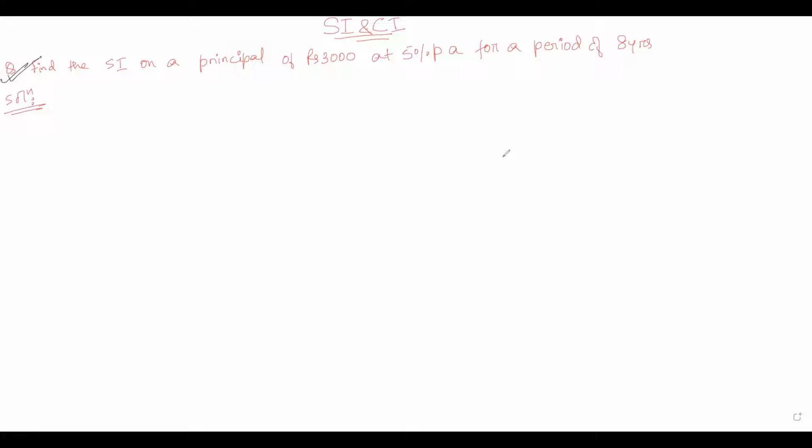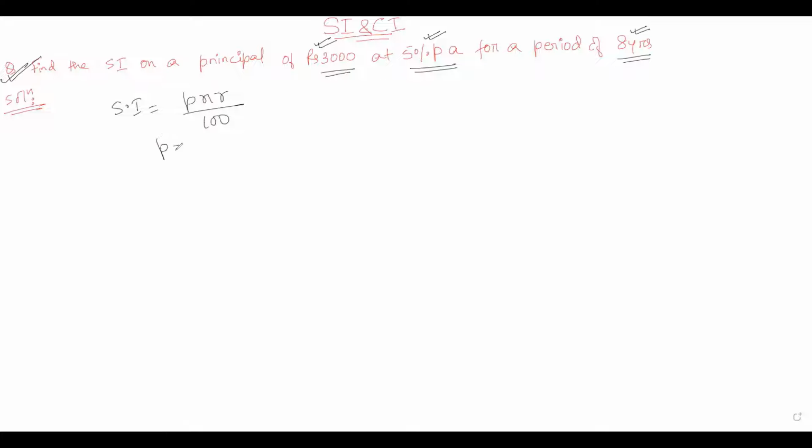The question says, find the simple interest on a principal of rupees 3,000 at 5% per annum for a period of 8 years. So we need to find the simple interest on this principal at 5% per annum, and the time period given is 8 years. We know that the simple interest for a principal of P, time period N, and rate of interest R is given by PNR upon 100.